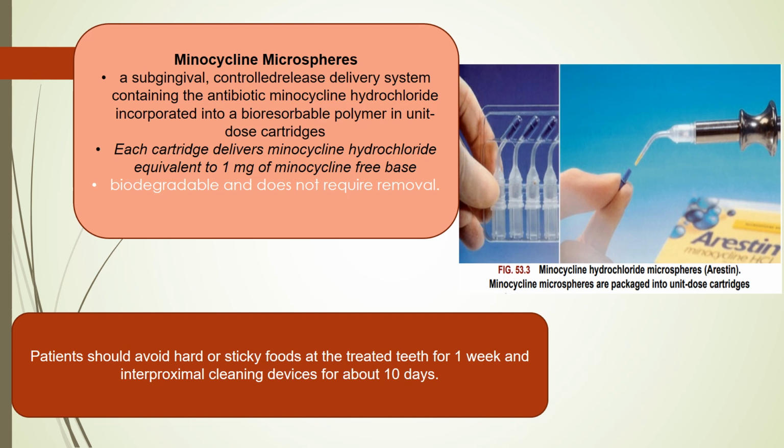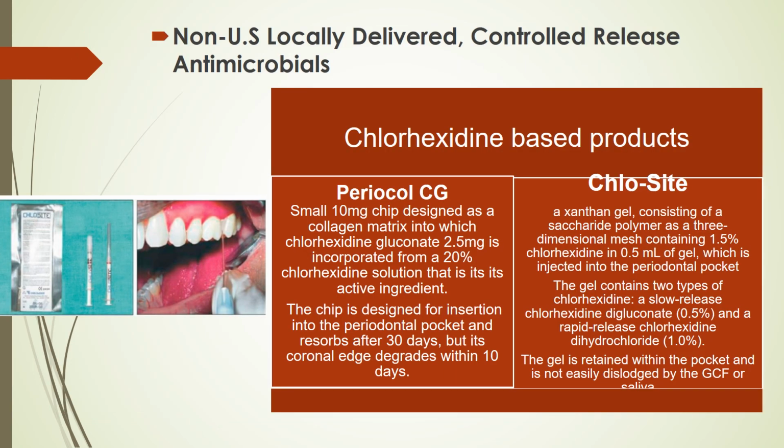So again, it belongs to the tetracycline class of antibiotics and has a broad spectrum of activity with bacteriostatic. Antimicrobial activity results from inhibition of protein synthesis. Coming to the other products, there are non-US locally delivered controlled release microbials. These products typically use antimicrobial agents that were discussed earlier for US products and are available in other countries. Coming to chlorhexidine based products, we have Periocol CG and Clositer.